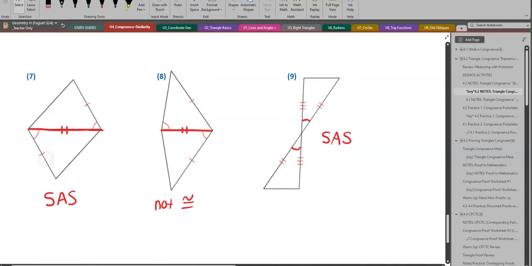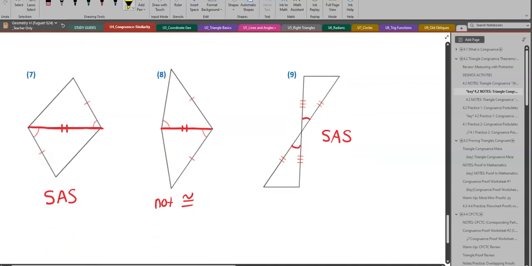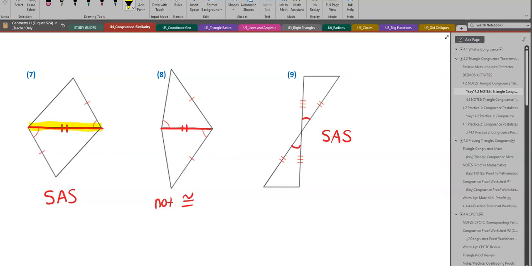Let's go down to these bottom 3 first. For number 7, once again, we have them sharing a side, so we'll use our reflexive property. In this case, we're going to get side, angle, side.